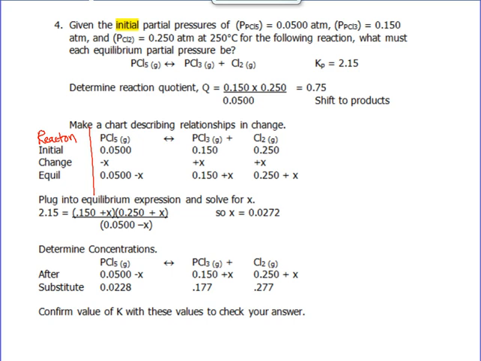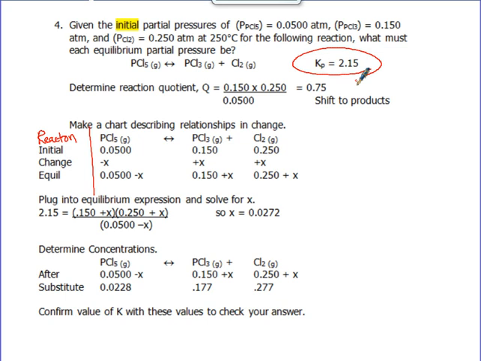We're given the initial partial pressures of PCl5, PCl3, and Cl2 at a temperature. What must the equilibrium partial pressures be? It gives us Kp also. So that's the pressure at equilibrium.